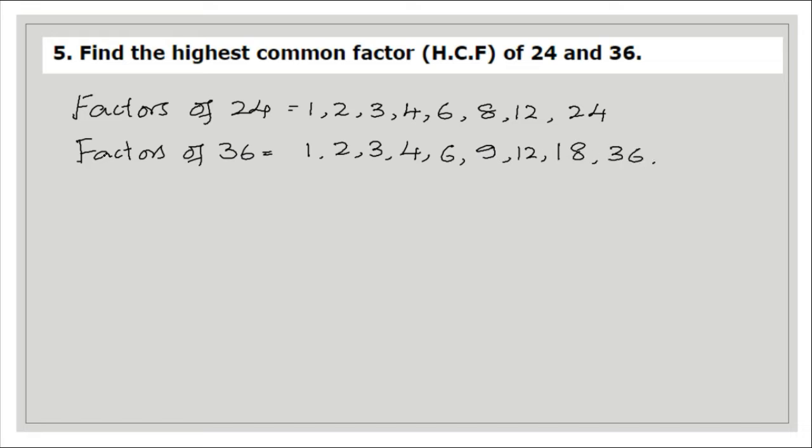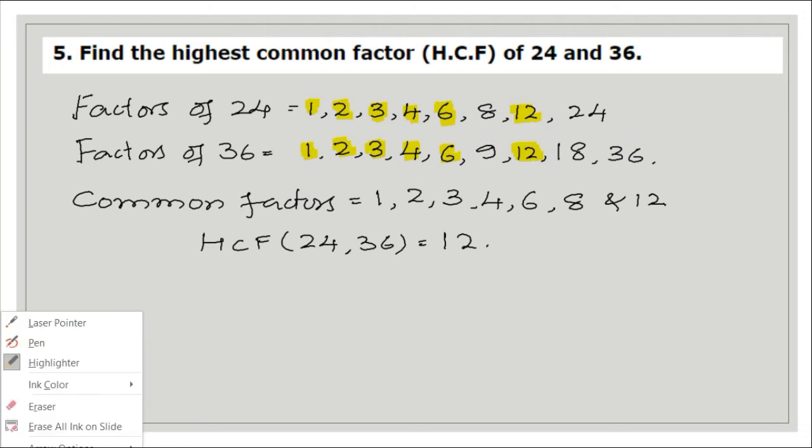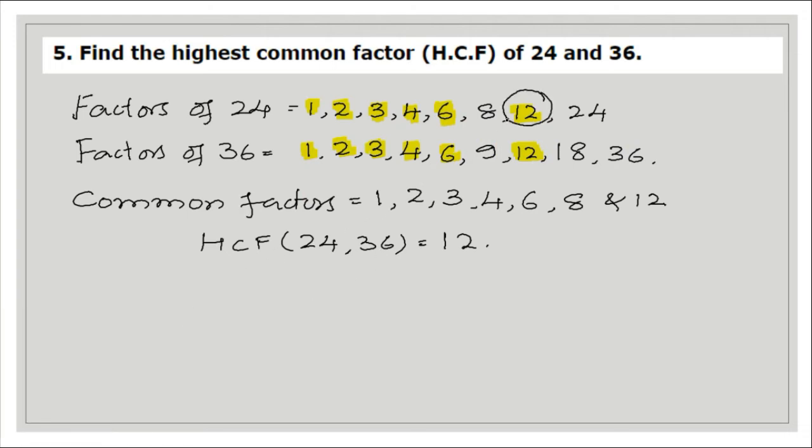These are the factors. Now let me find out the common factors. So the common factors are 1, 2, 3, 4, 6, 8 and 12. Among them, the highest common factor is 12. Let me just show you. There's 1 common, 2 common, 3 common, 4 common, 6 common and 12 common. So the highest among these common factors is 12. 12 is the highest common factor.